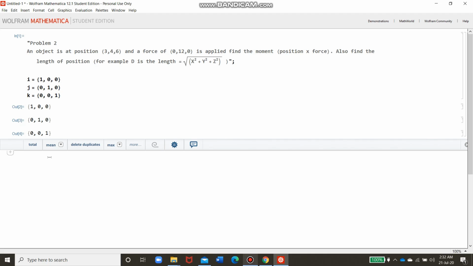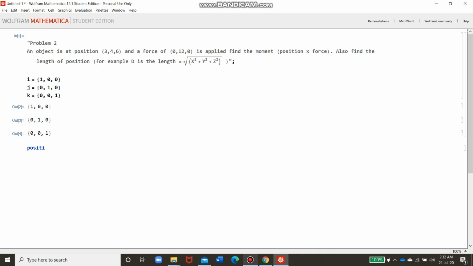For position, I'm going to write position itself, equal to 3i plus 4j plus 6k, and my force is going to be either 0i plus 12j plus 0k, or you can just write it as 12j. So now my next step is to find the moment.